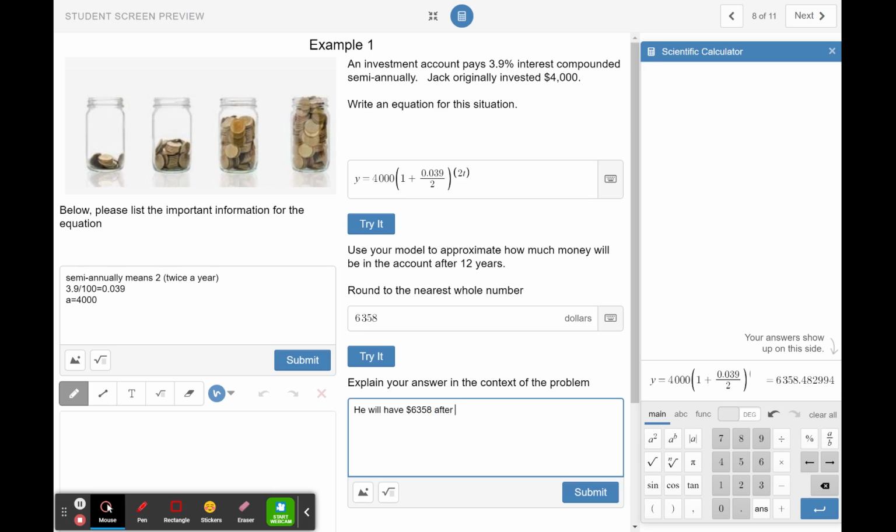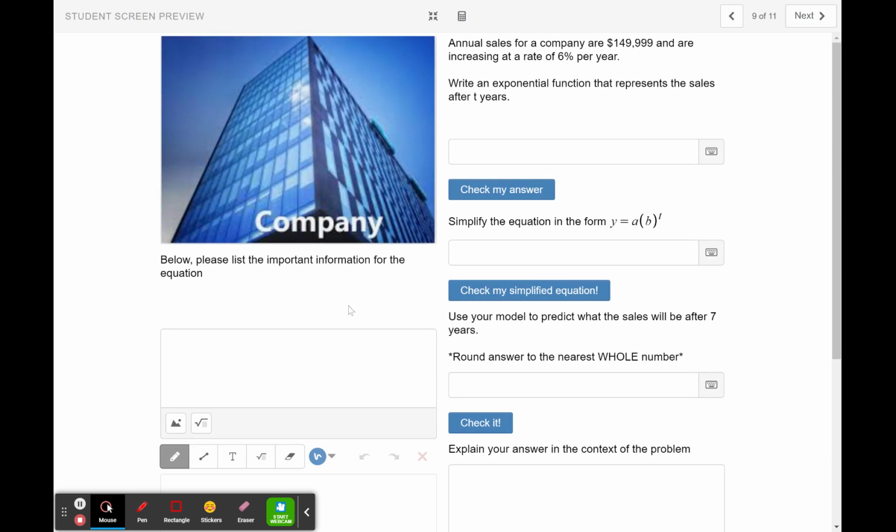After 12 years. So once again, I'm not sure why the coding is not working. I can't remember if you should put a T or a comma or an X, but know that this equation is right, because you're going to get the right value once you plug in the 12 years. And remember, semi means 2. That's why we're multiplying by 2, because it happens twice a year.